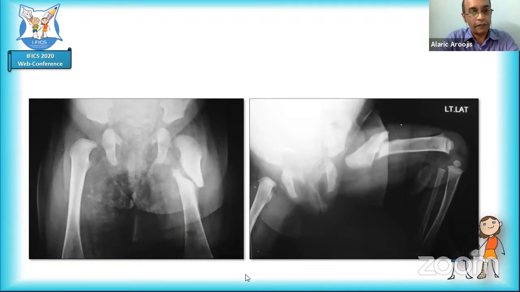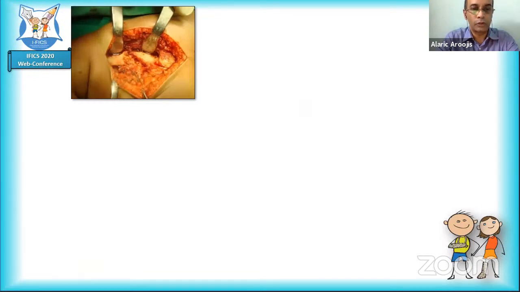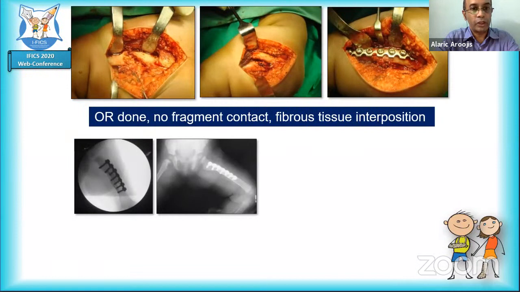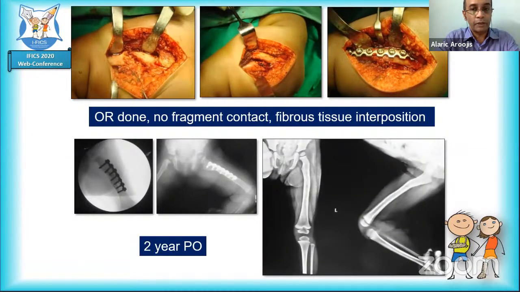This child had no other features of neurofibromatosis. Of course, I understand that some of the features may present later on, but we followed the child for almost a few years and there was nothing to suggest fibrous dysplasia, neurofibromatosis, or osteogenesis imperfecta. We actually had to do an open reduction. We found there's a lot of fibrous tissue interposition. We had to plate it, and that's a 2-year follow-up. And I've seen this child recently, and the child is doing extremely well.